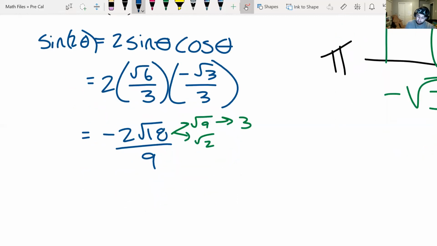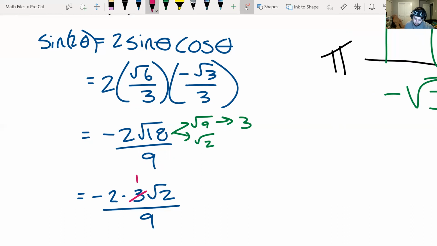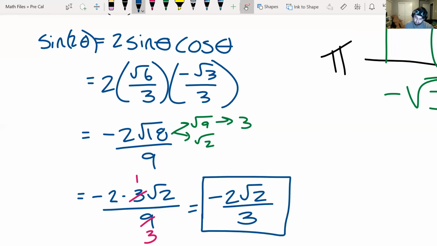So what we are left with is negative 2 times 3 square root 2 over 9. And this 3 becomes a 1. Do a different color, right? That 3 becomes a 1. That 9 becomes a 3. And we're left with our final answer of negative 2 square root 2 over 3. There you go.